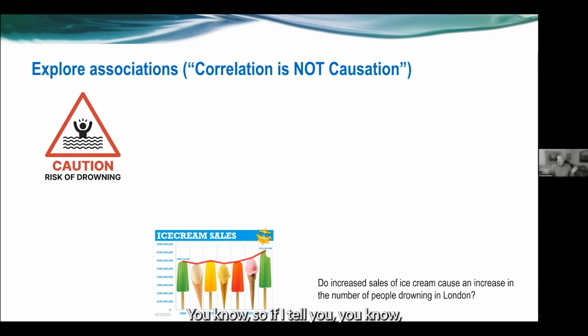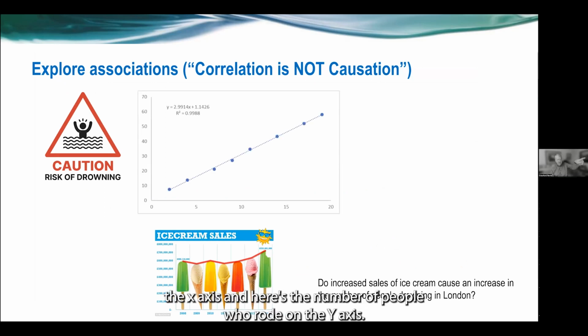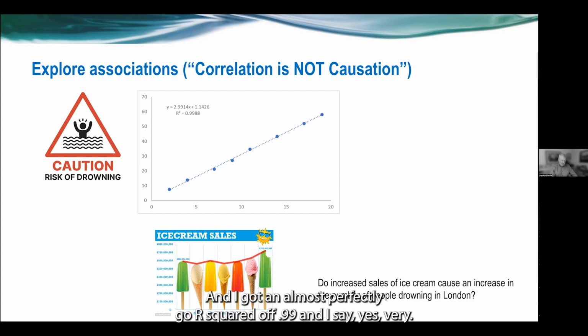So if I tell you, do increased sales of ice cream cause the number of people who drown in London to increase? And I do a graph and I say, yeah, look, here's ice cream sales along the x-axis, and here's the number of people who drown on the y-axis. And I get an R squared of 0.99. And you say to me, wait a minute, that doesn't make sense. There's no link here.